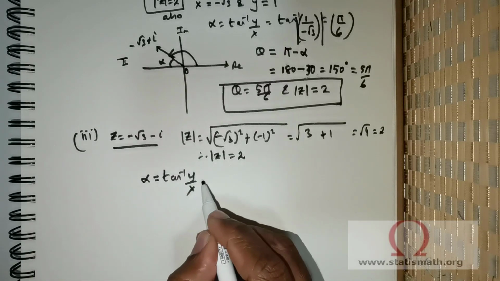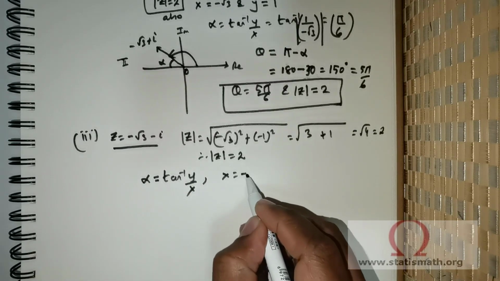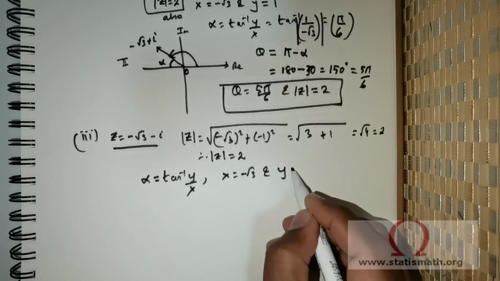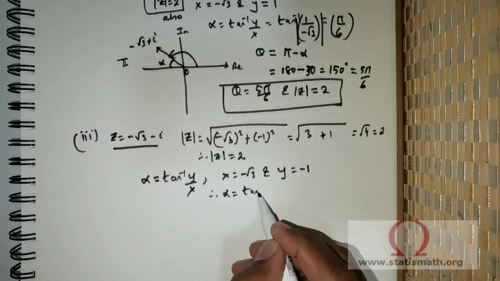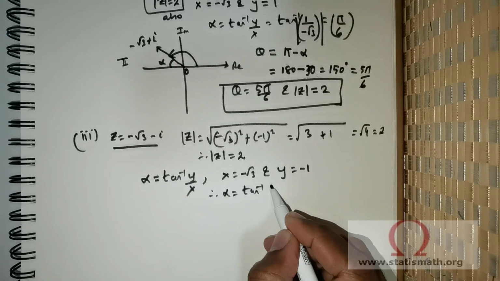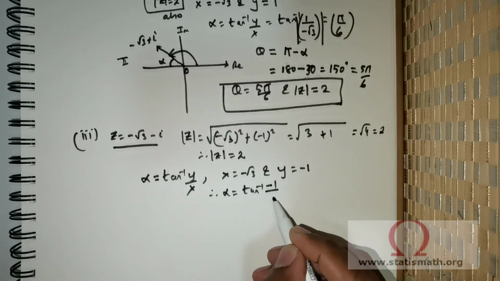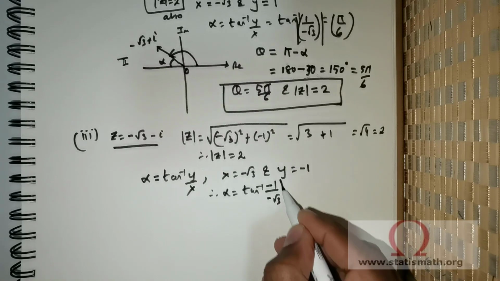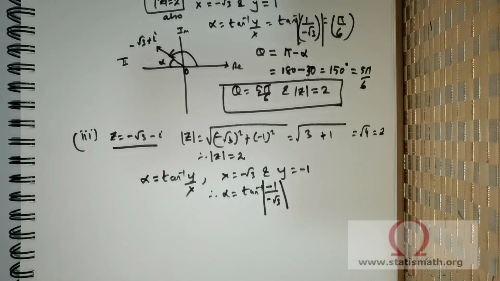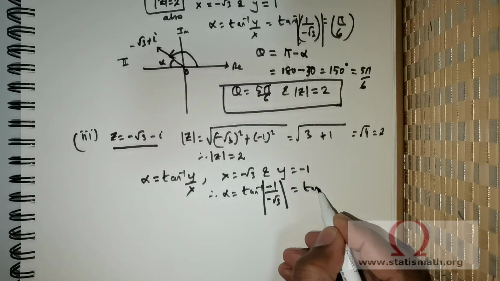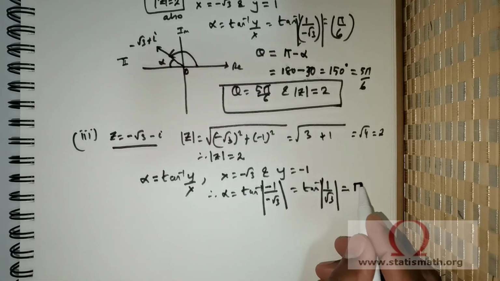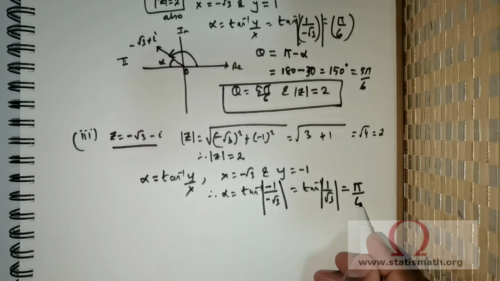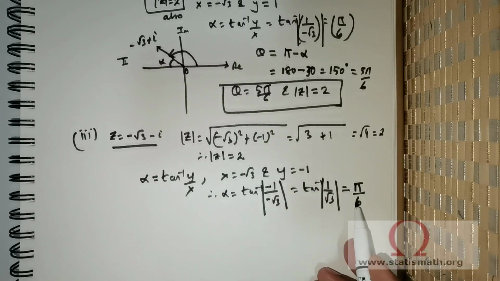Now clearly from here we can write x to be equal to negative root 3 and y is equal to negative 1. So therefore alpha is equal to tan inverse of, now y is negative 1 and x is negative root 3. Now this goes within the modulus sign, so have that in mind. So that means this is tan inverse of 1 over root 3. So this is going to be giving us a value of pi over 6. Now this cannot be taken to be our principal argument.